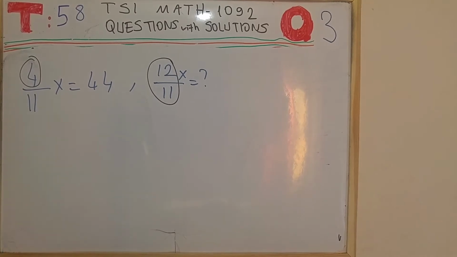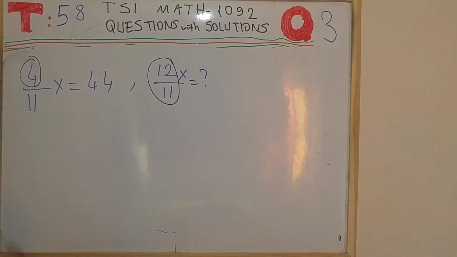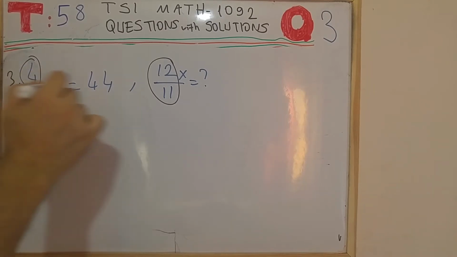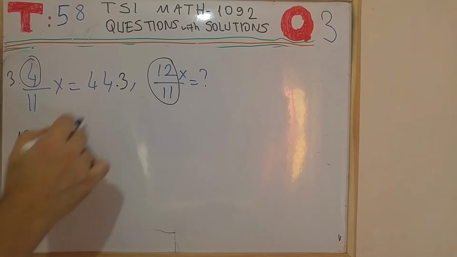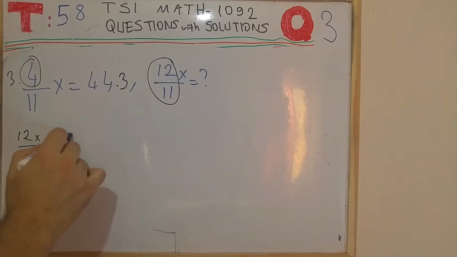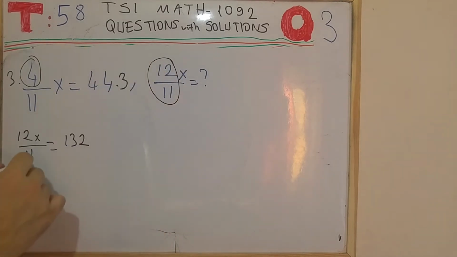So I could say that instead of finding x, I can just multiply each side of this equation by 3, and then what I would have would be 12/11 of x, which would be equal to 44 times 3, which is equal to 132. And actually this is the number that I am looking for, so I just found the answer.